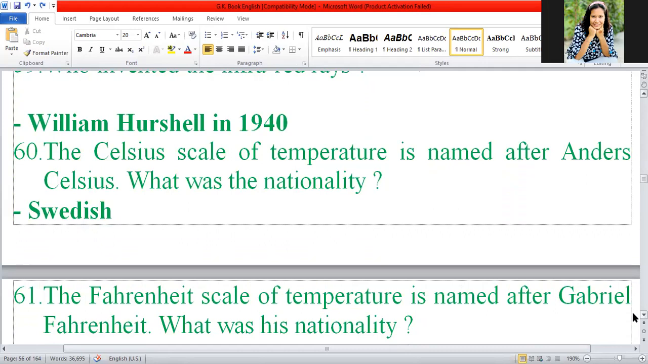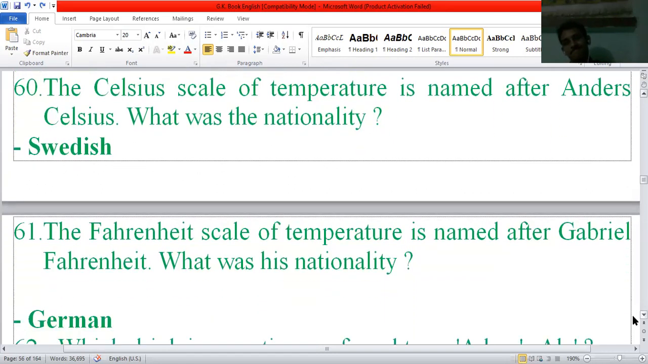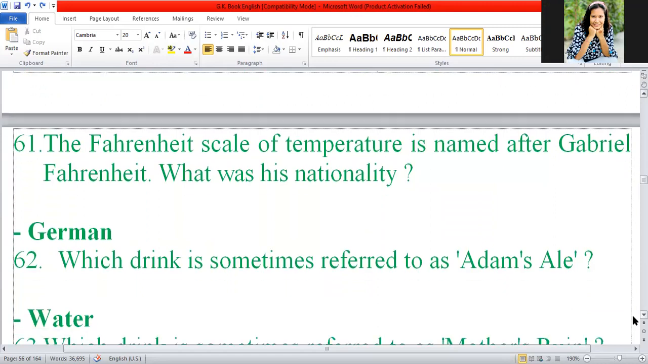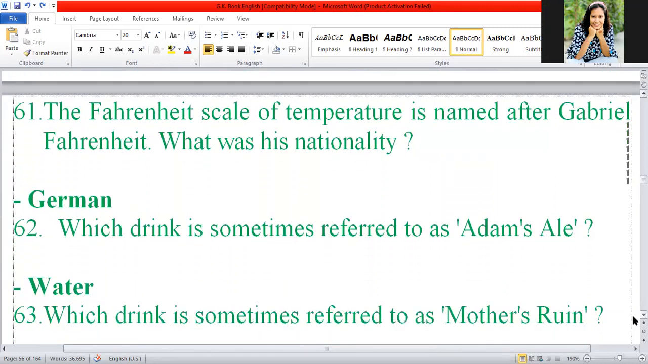Question number 61. The Fahrenheit scale of temperature is named after Gabriel Fahrenheit. What is his nationality? The nationality of Gabriel Fahrenheit was German. Question number 62. Whose drink is sometimes referred to as Adam's Ale? It is water.